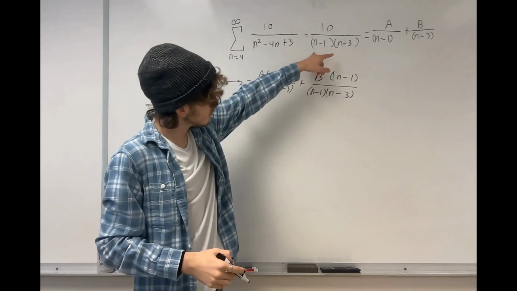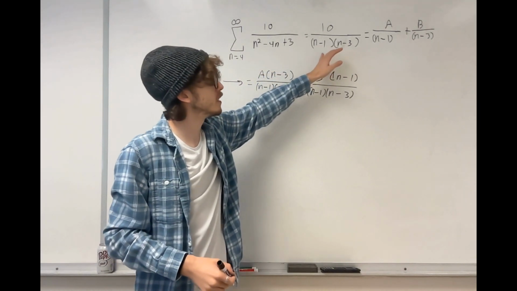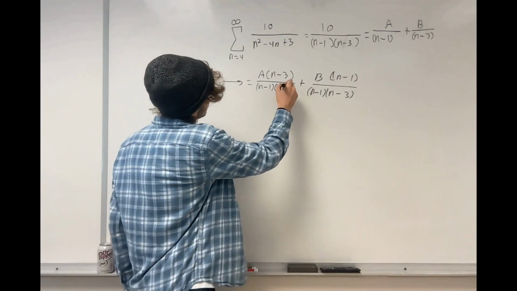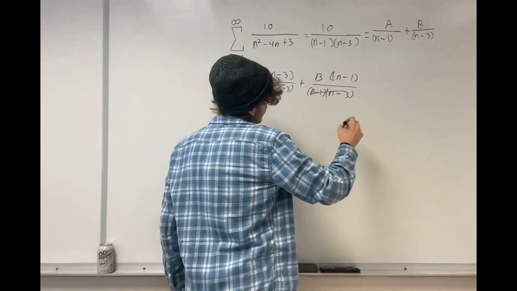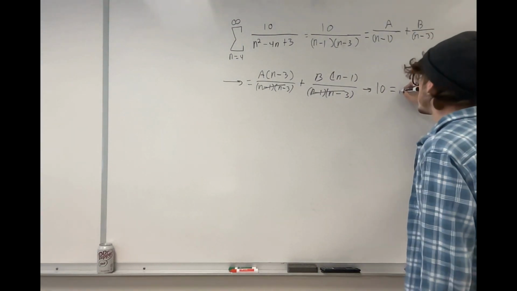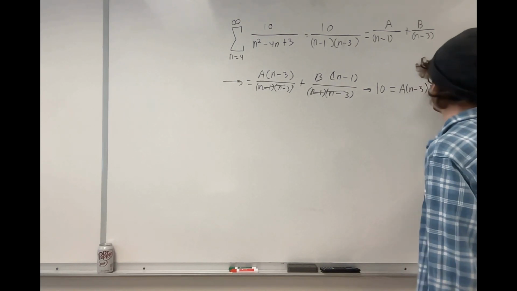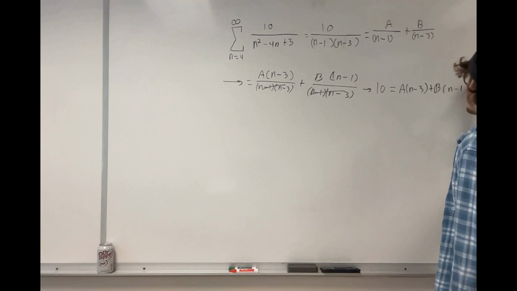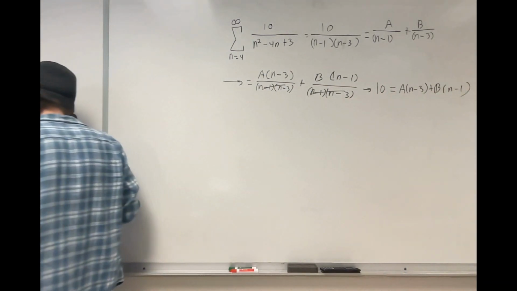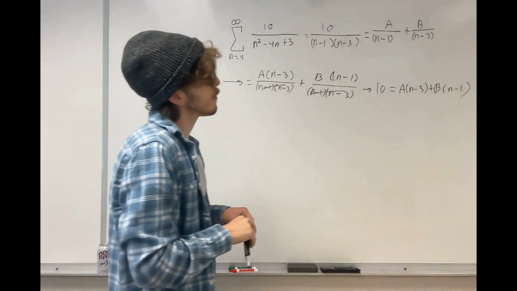If this is equal to this, imagine multiplying by n minus 1 times n minus 3. That's going to cancel these denominators, and what it comes out to is that 10 is equal to a times n minus 3 plus b times n minus 1. So notice how this statement is true with the reasoning that I gave. We are now able to solve for a and b respectively.